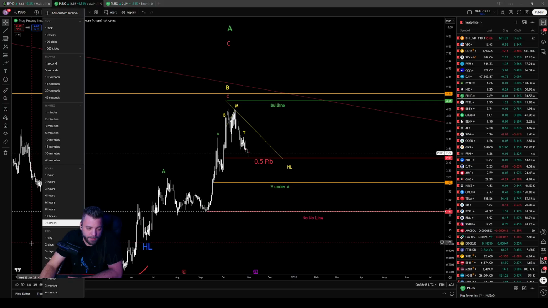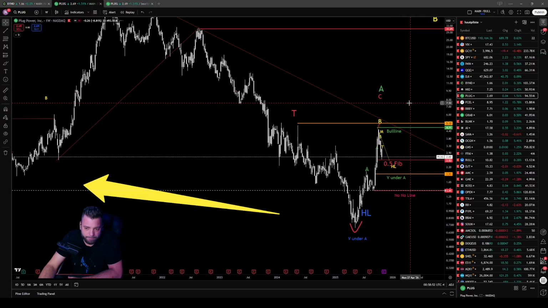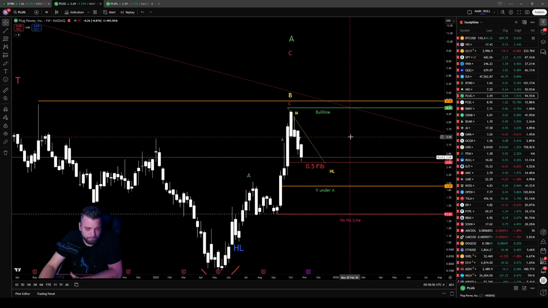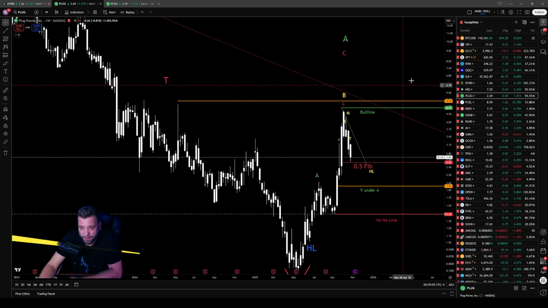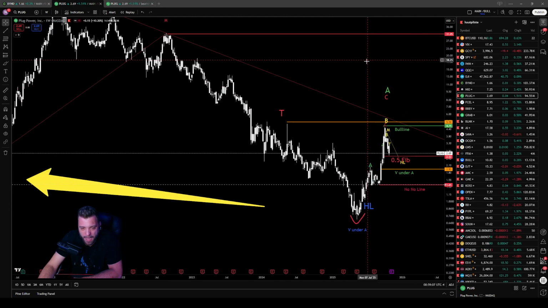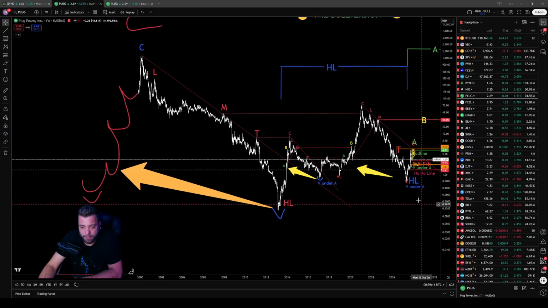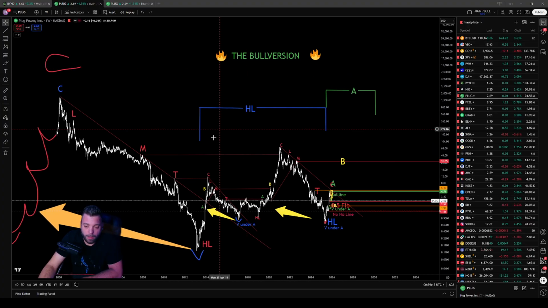What I'm leaning more to, I really don't know right now. I would say 60% bullish just because of this bounce here. 40% bearish. But I would like to see more confirmation for this. Let's see. Okay.